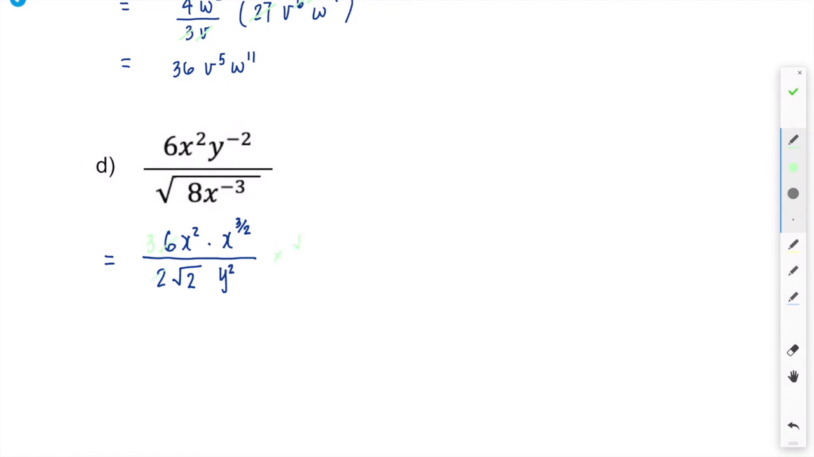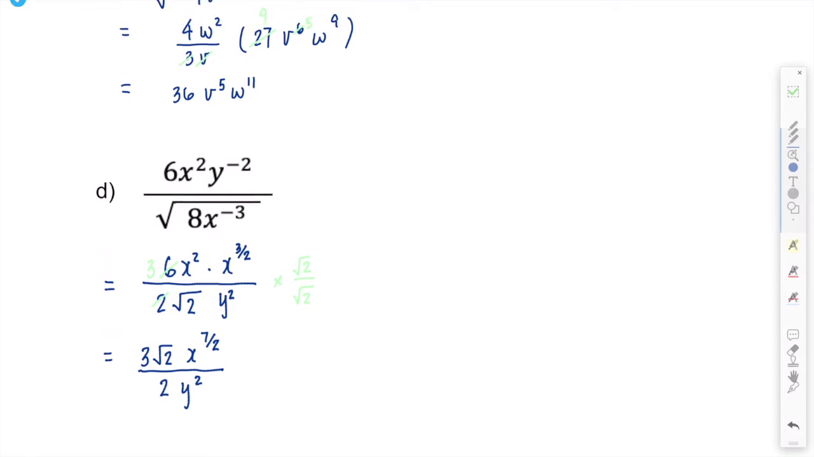If you're picky, here we go. We can rationalize the denominator at the same time. And so we have 3√2 x to the power of 7/2 when you add 2 and 3 halves together. And then in the denominator, √2 times √2 is 2, y squared. And that's your answer. So in the next video segment, we will move on to page 2.